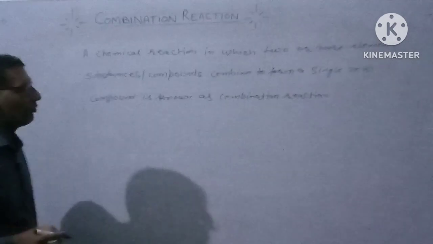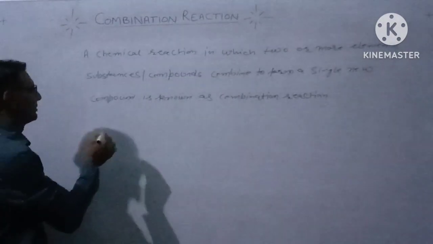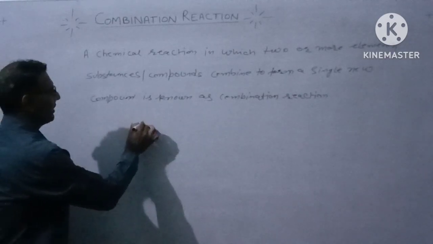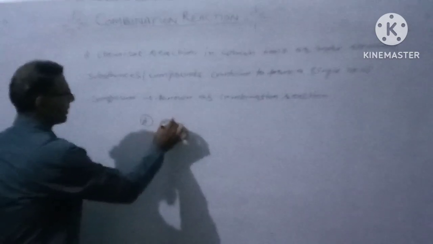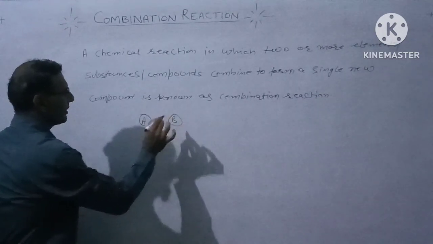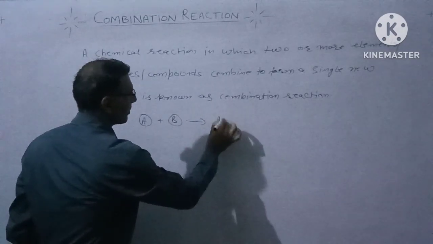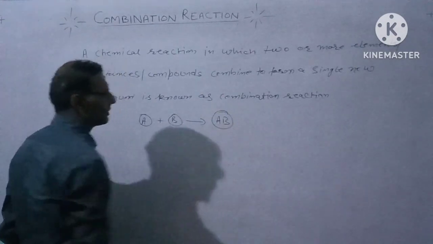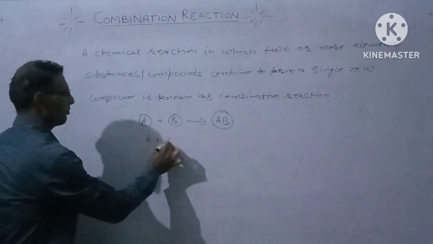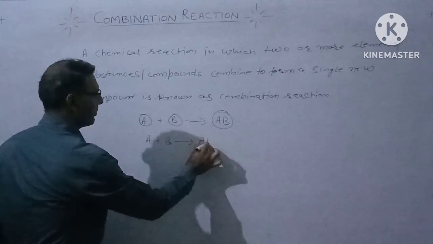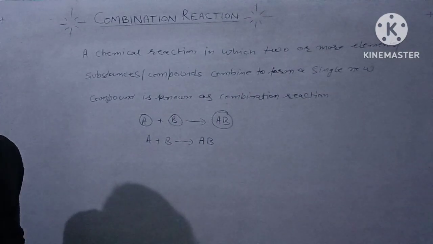Now, what is the general form of combination reaction? We take two elements or compounds or substances A and B, combine these to form a single compound AB. That is A plus B to form AB is the general form of combination reaction.